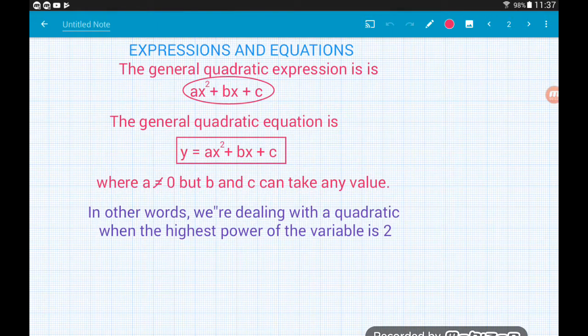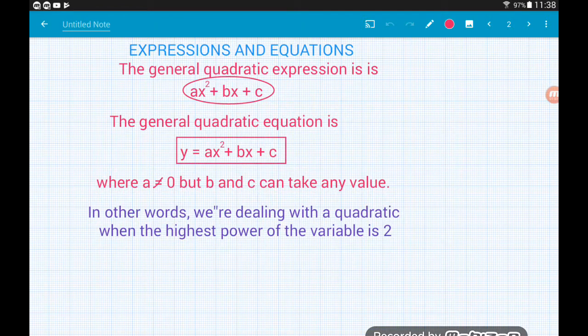Well, a quadratic is either an expression or an equation in which the highest power of x, or any other variable that we're using, is 2. So anything where the highest power of your variable is 2, so they are of the form ax squared plus bx plus c. Now if we've got an equal sign in there, say y equals ax squared plus bx plus c, then we're dealing with an equation. If there's no equal sign in there at all, then it's just an expression.